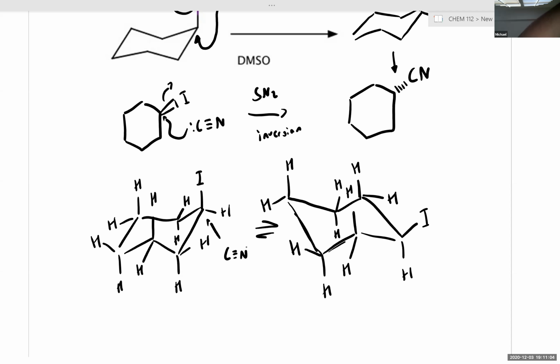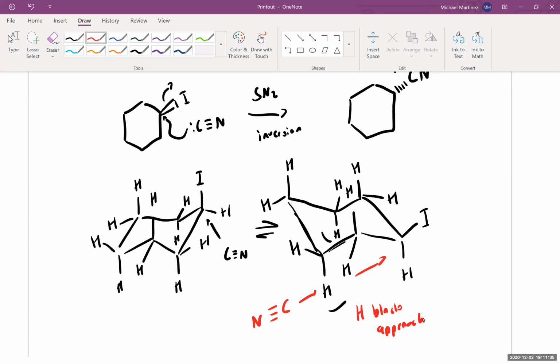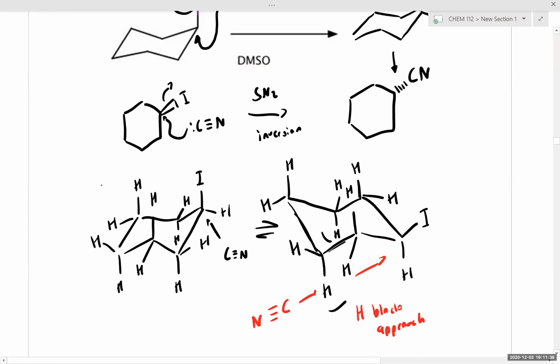Yes. So if we try to draw a straight shot approach of our nucleophile, the hydrogens block the approach. I mean, hydrogen isn't enough to stop the approach, but it certainly makes it harder. So then, comparatively, which of these two conformations is more reactive? Conformation 1 or 2? Which conformation is more reactive? 1, exactly.